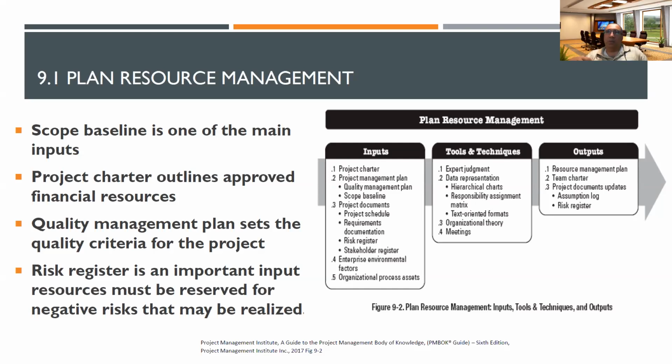So in the scope statement, you're saying this is the work I have to do. In the WBS, you're breaking it down into different categories and you're dividing it, giving it to different people who are going to be working on it. And then you have the dictionary, which will give more detail about those actual activities that they have to do.